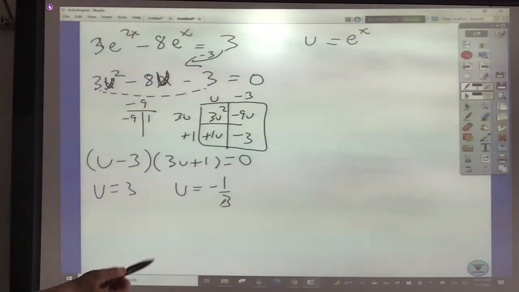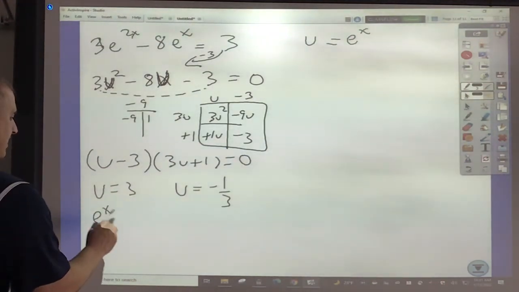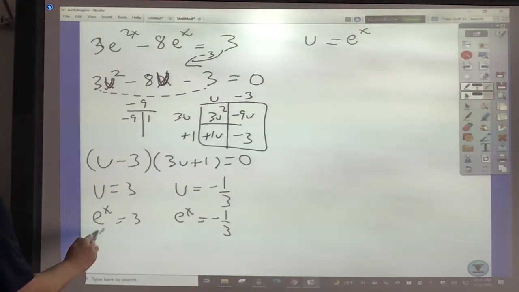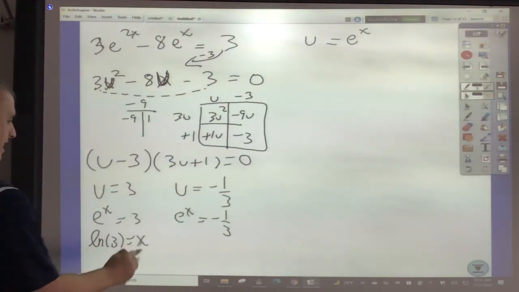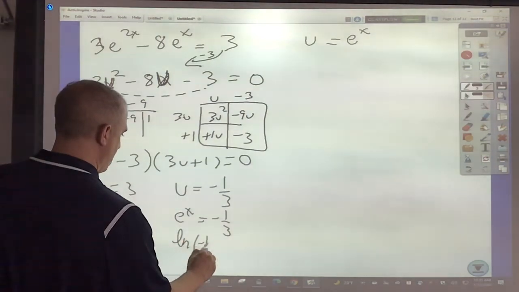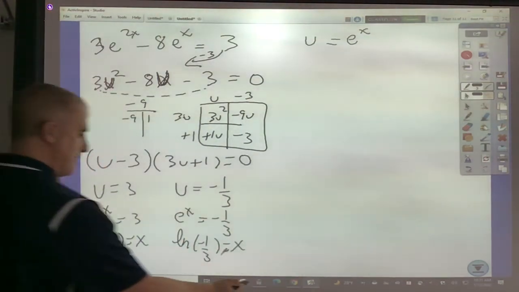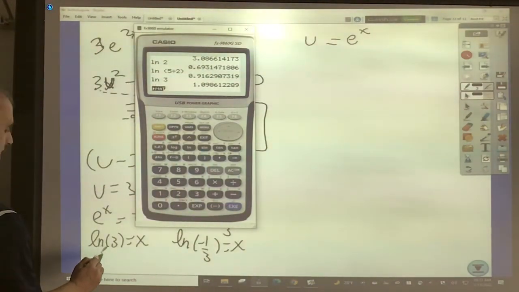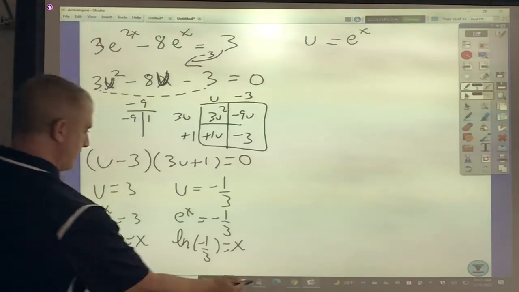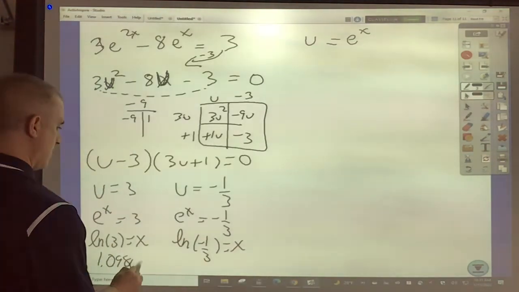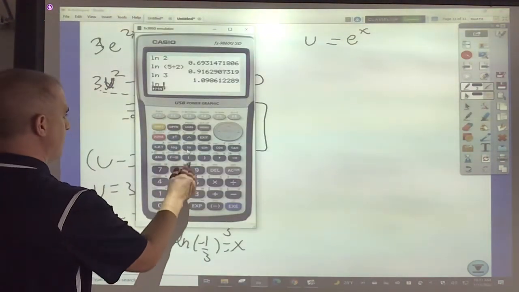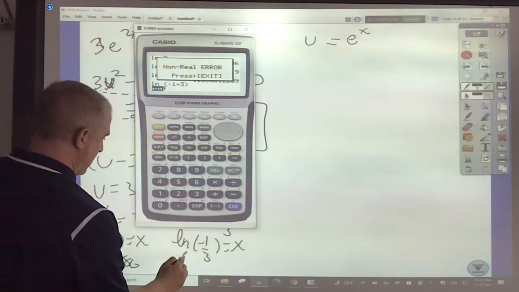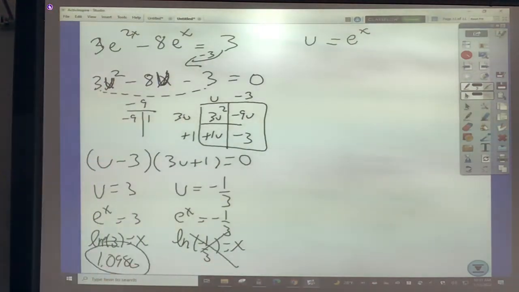Okay, now what I would want to do is put e to the x back in for u. All right, well now it's easy to solve. This is natural log of 3 equaling x. This is natural log of -1/3 equaling x. So if I type in natural log of 3, it's 1.096. Natural log of -1/3 is, can't get it. It tells me not possible. So this part's no good. This part would be my only solution.